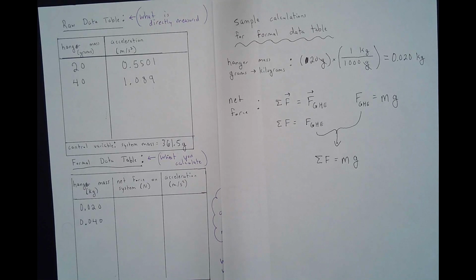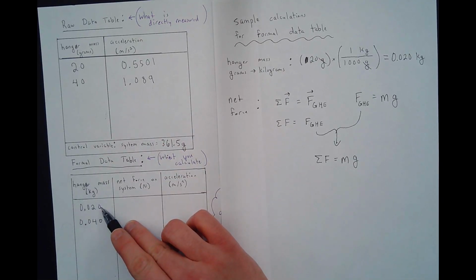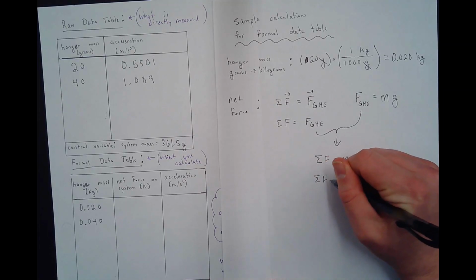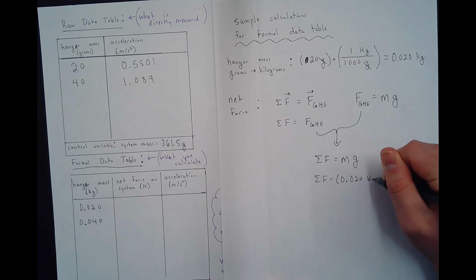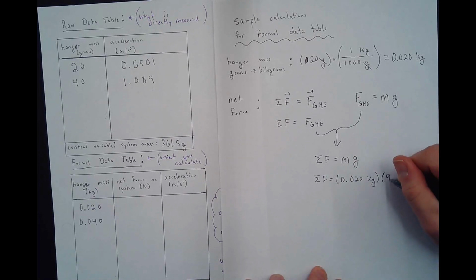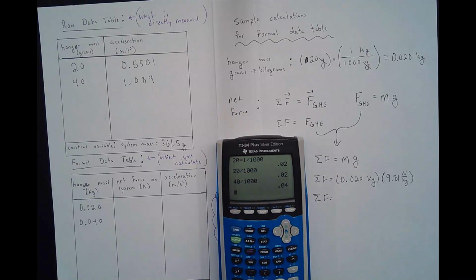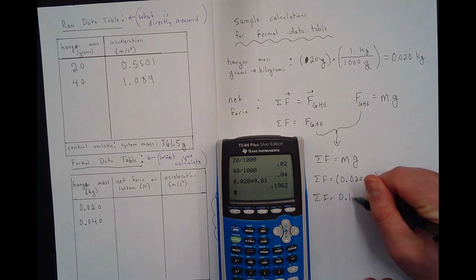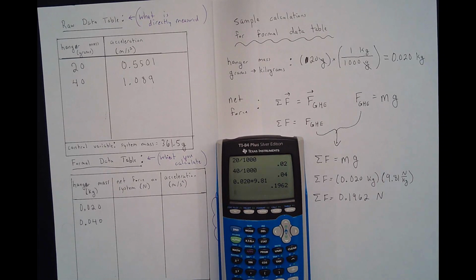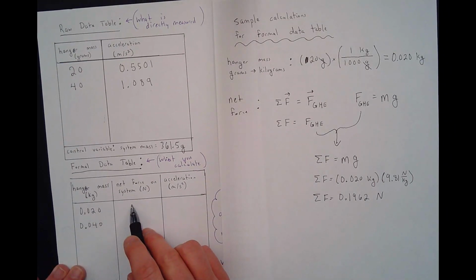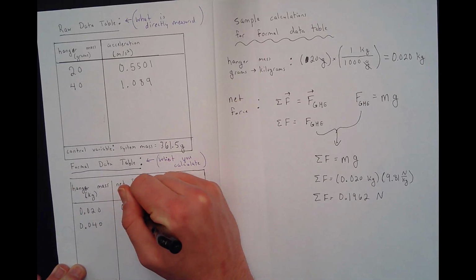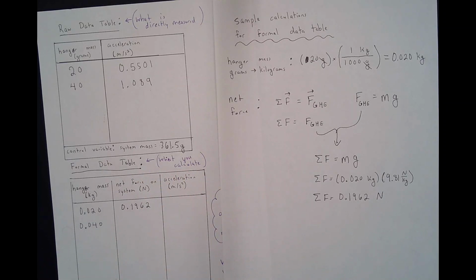And now we can do a specific sample calculation with this 0.020 kilogram mass. The net force in this case must be 0.020 kilograms for the first trial, multiplied by the Earth's gravitational field strength of 9.81 newtons per kilogram. So the net force exerted on the system, grabbing my calculator, is 0.020 multiplied by 9.81. And when I press enter, I get a net force of 0.1962 newtons. And I can go ahead and add that into my calculated column here. This net force was 0.1962 newtons. There we go. And now I have a sample calculation.